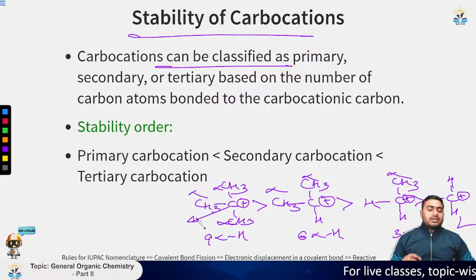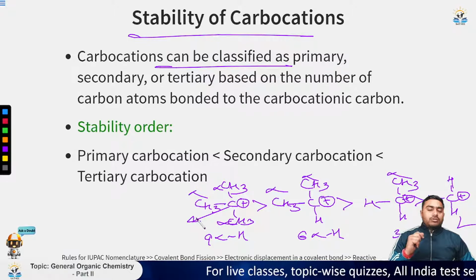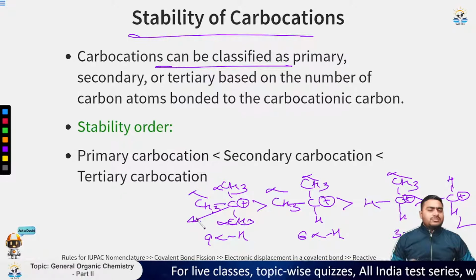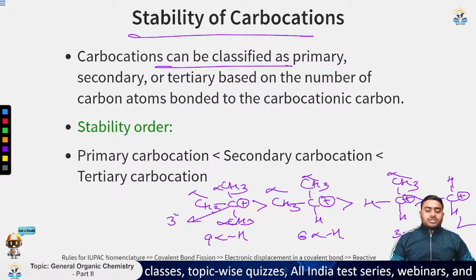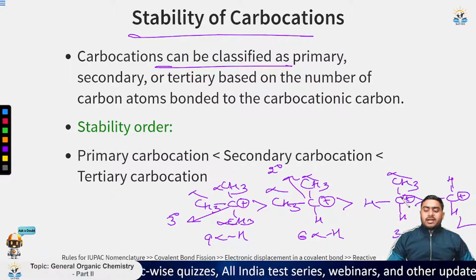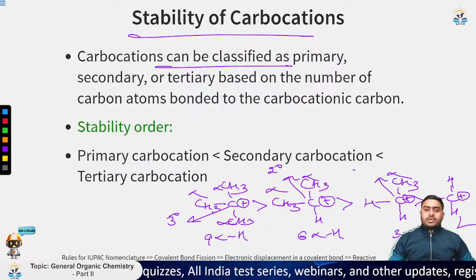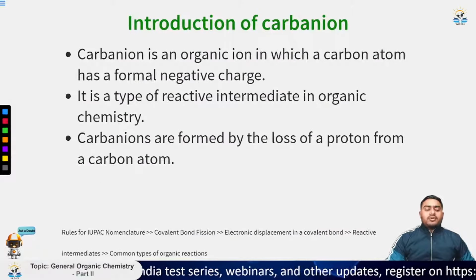The carbon which is bearing the positive charge, if it is attached to 0 hydrogens and 3 R groups, 3 alkyl groups, then it is named tertiary. If 1 hydrogen and 2 alkyl groups, then it is named secondary. If 2 hydrogens and 1 alkyl group, then it is named primary, and the last one is the methyl carbocation.